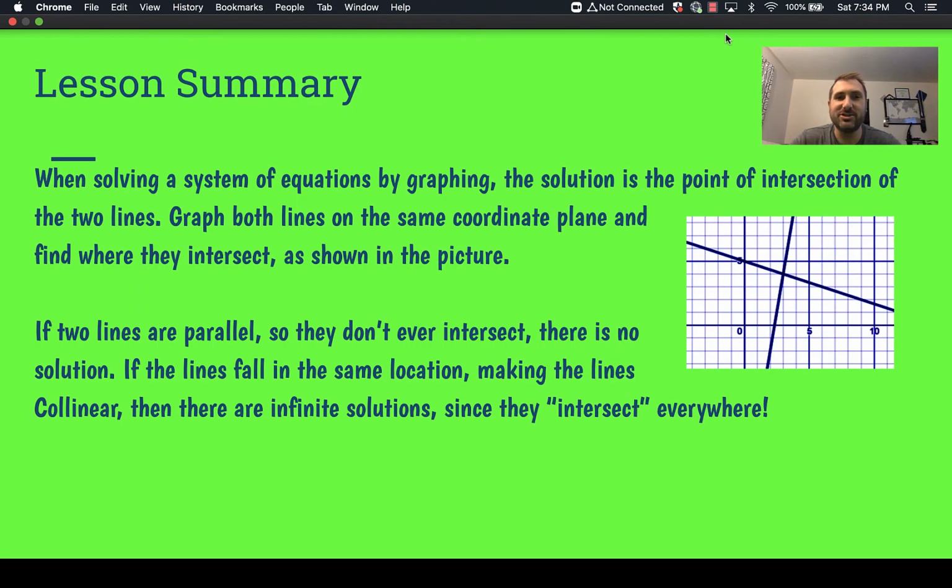In this lesson, we learned to solve by graphing, which we had kind of already done when we were checking our answers. So the solution in a graph is the point of intersection of our two lines. This is because that is the only point that is on both lines. To get this, we graph both lines on the same plane and show where they intersect, as we can see in the picture. If two lines are parallel, they will have no solution. And if the lines happen to fall in the exact same location, that's called collinear, which means there are infinite solutions since they intersect everywhere.